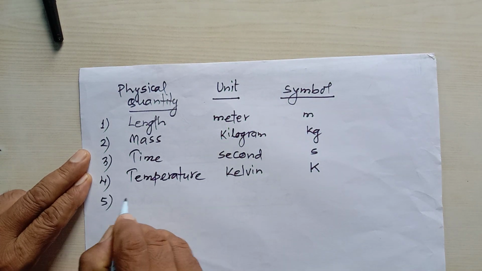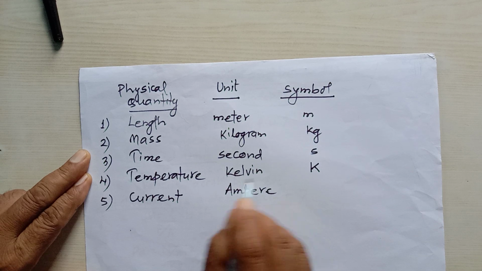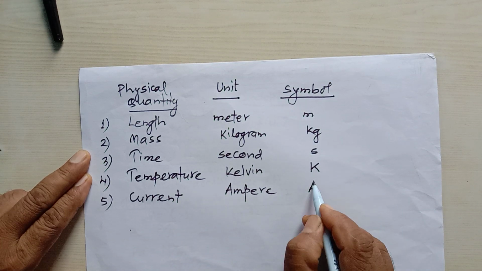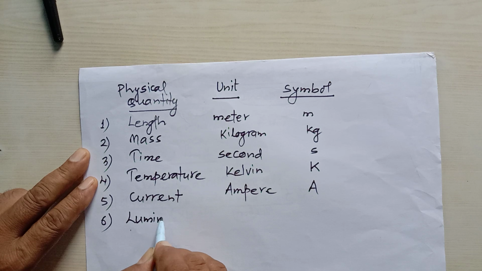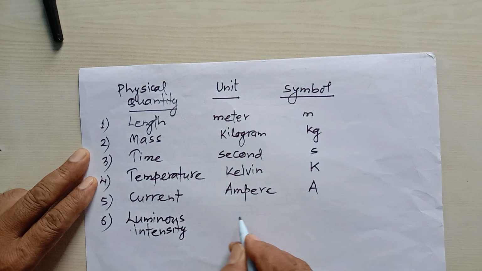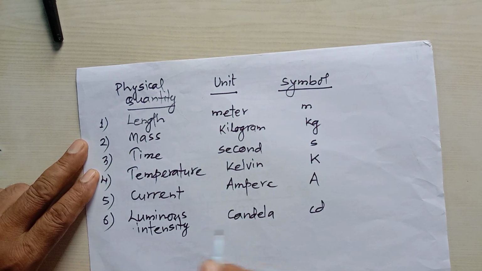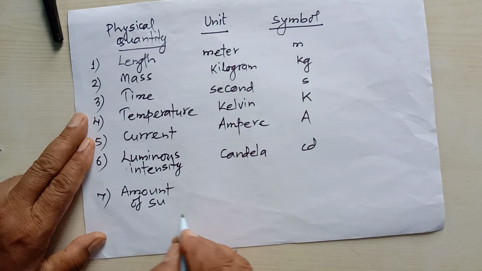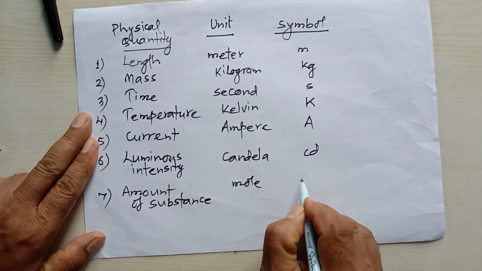Now current. The unit is ampere. This is the name of a scientist, that's why capital A is the symbol. Now luminous intensity. Its unit is candela, and its symbol is cd. And the last one, amount of substance. Amount of substance is measured in mole, and the symbol is mol.